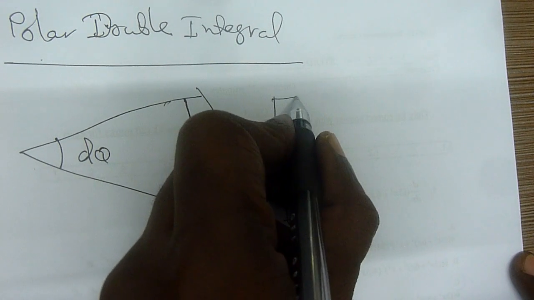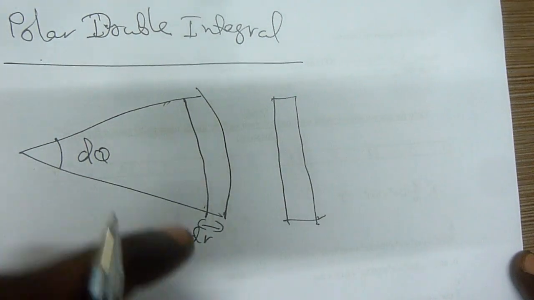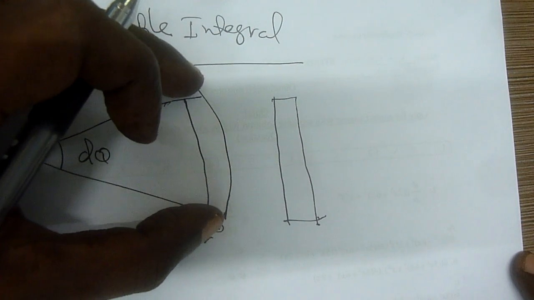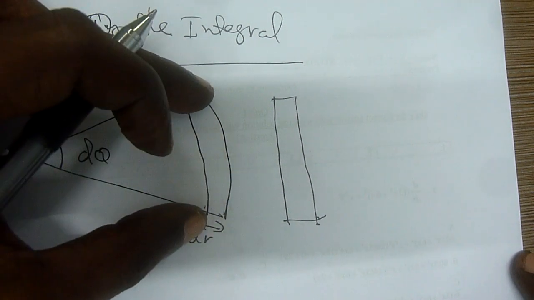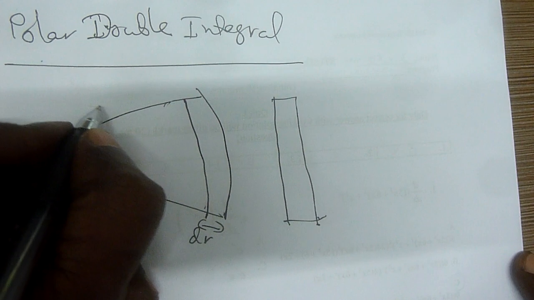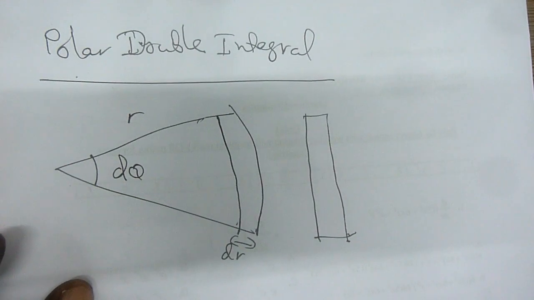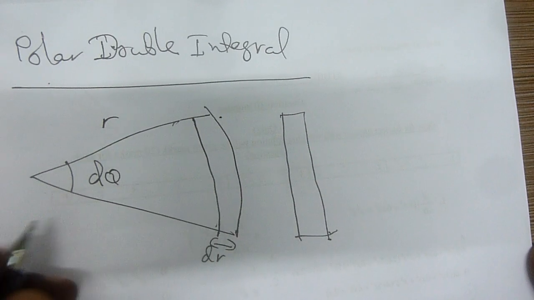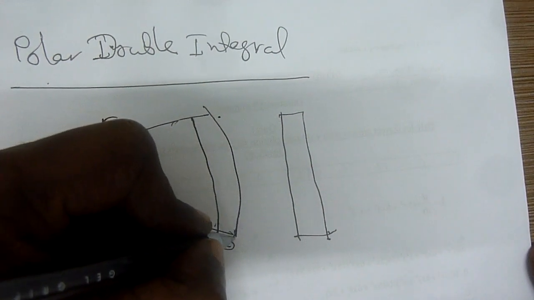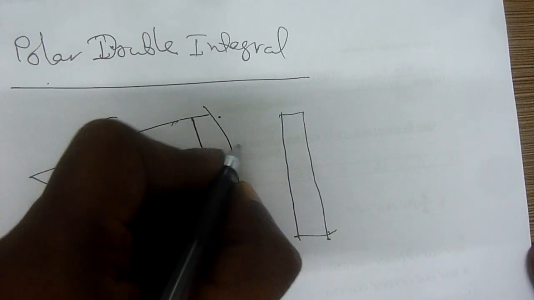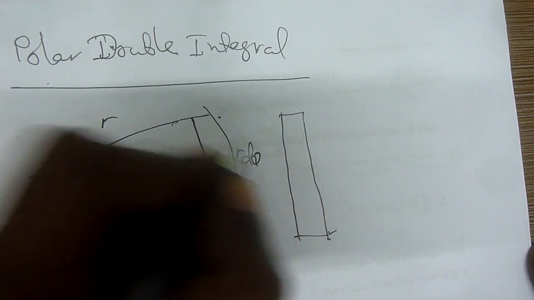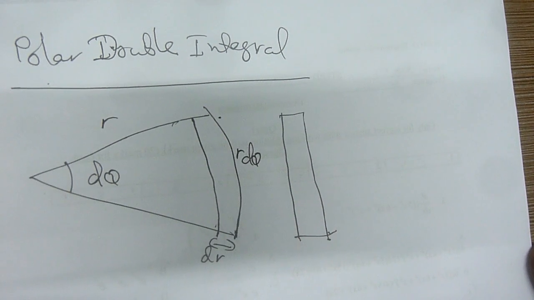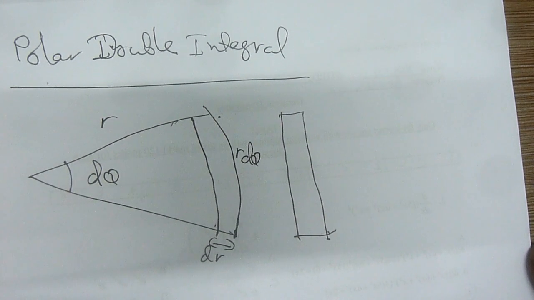You will get something like this. It looks like a very straight line. Remember, this is very small. But the whole radius here is r, we know. What about the arc length here? We will calculate it as r d theta.